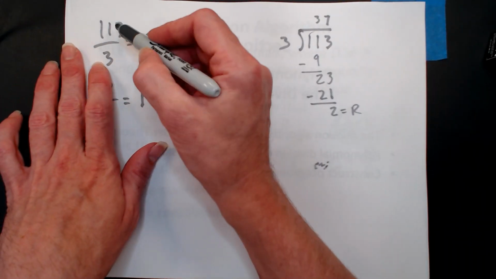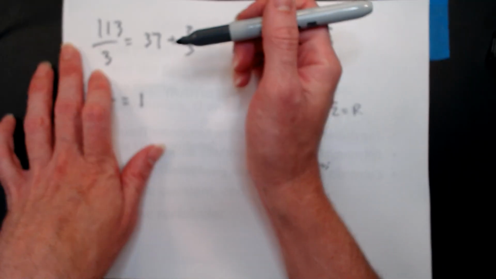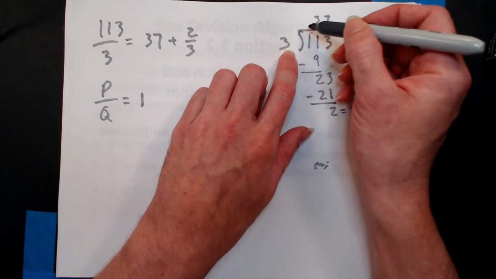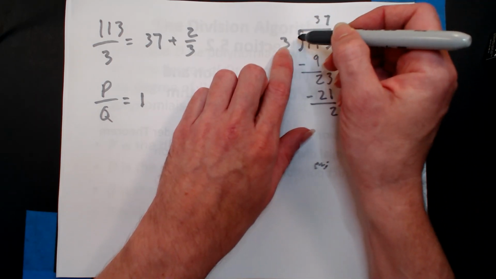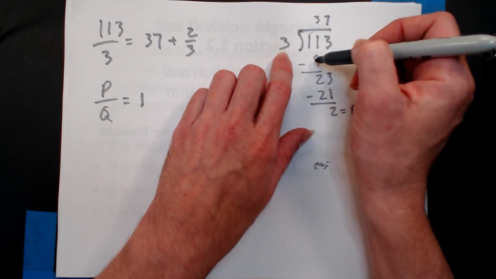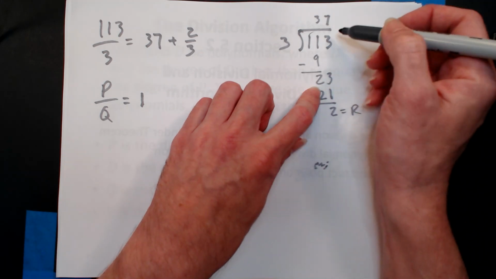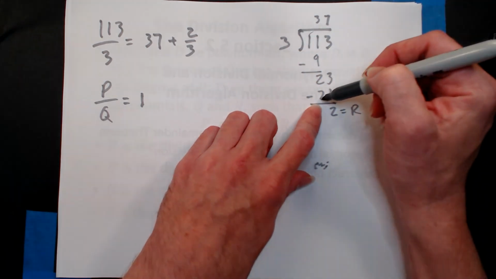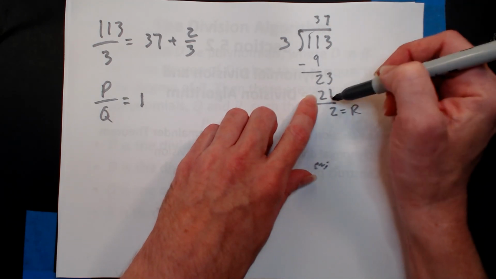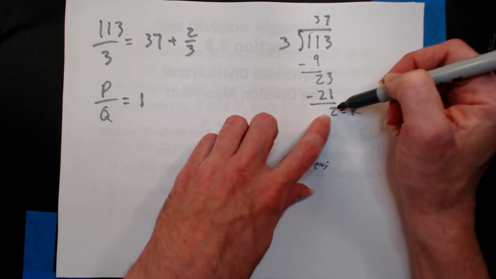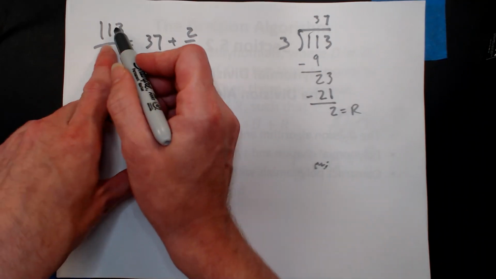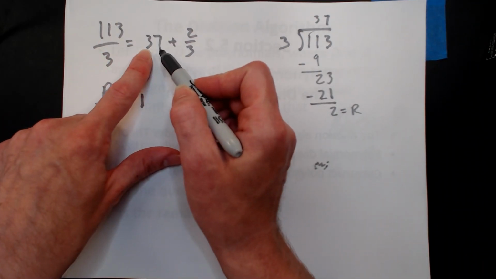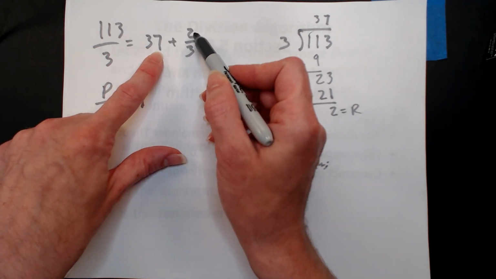So using regular numbers, if we're going to divide 113 by 3, how do we do that? We do long division. How many times does 3 go into 11? It goes 3 times. Subtract, you get 2. You bring down the 3, how many times does 3 go into 23? It goes in 7 times. You subtract, and then that 2 is your remainder. So now you rewrite 113 over 3 equals 37 plus 2/3.